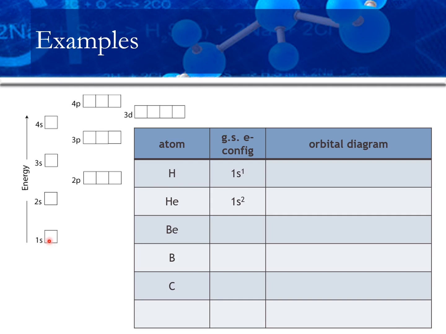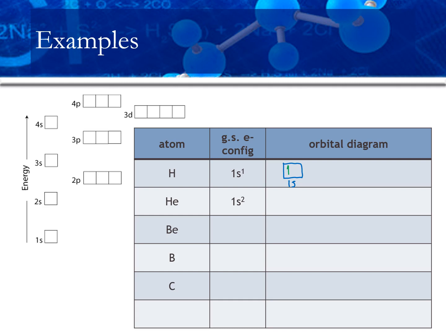We put it in the lowest energy subshell, so the ground state electron configuration is 1s1, meaning there's 1 electron in the 1s subshell. And the way we would draw this in an orbital diagram, we draw a single box, label it as 1s, and then we draw in that a single up arrow, indicating there's only one electron in that box.